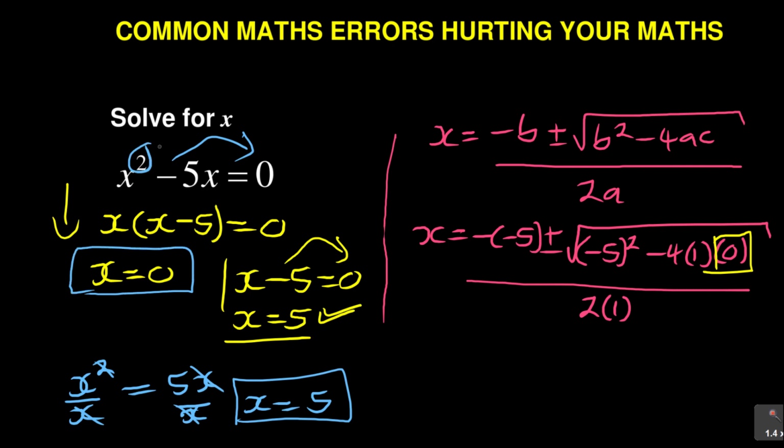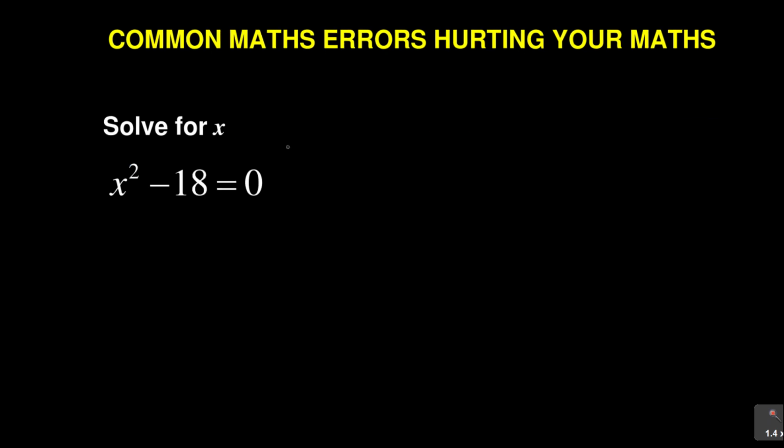When it's squared, it means there are two answers, the first one and the second one. But you don't divide by an unknown, you don't divide by a variable, because you're going to lose that variable. So these are simple things, guys, I'm bringing.